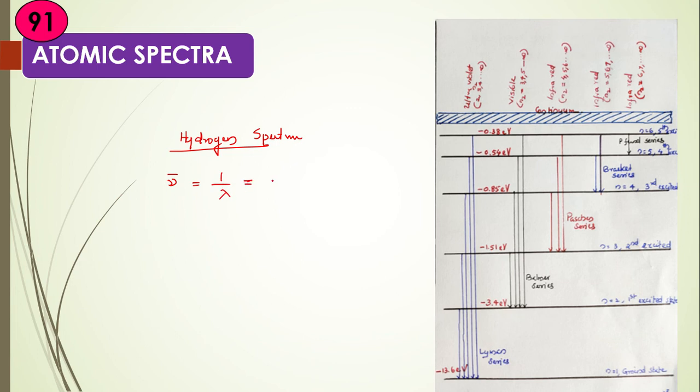wavelength, Rydberg constant into 1 by n1 square minus 1 by n2 square, where n1 is the first number, the nearest line, and n2 is nothing but the limiting number.